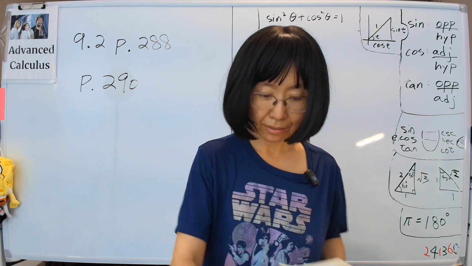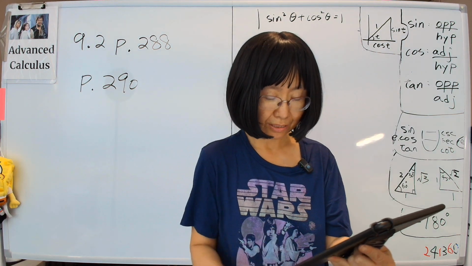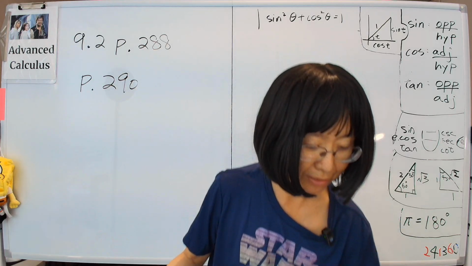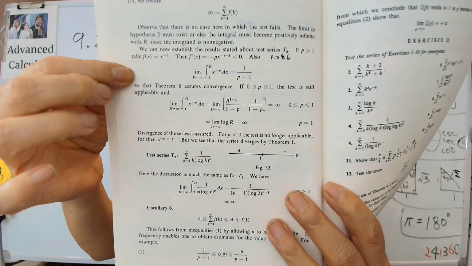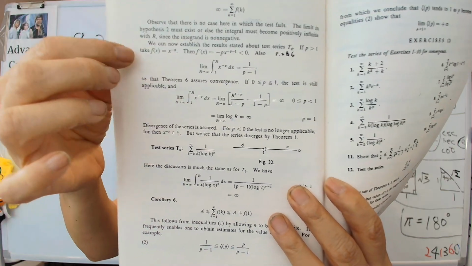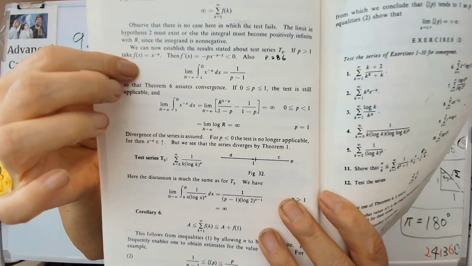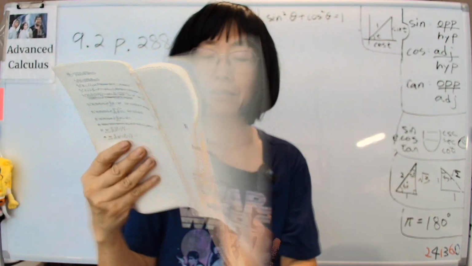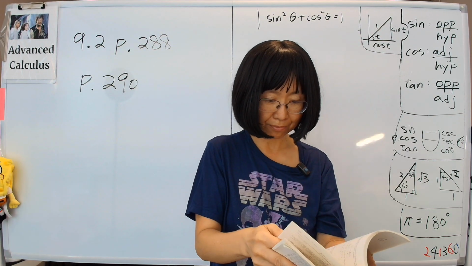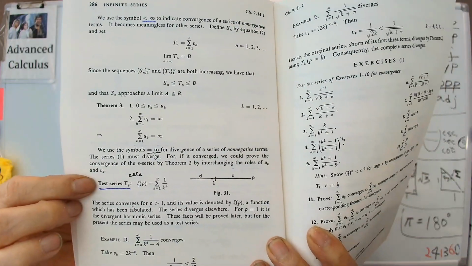Let's see, did I forget something? Let me check. Oh, I forgot to show you the test series T2, which is something we did just a little while ago. That is this one, the test series of f of x equal to x to the power minus p. Is that T2? Actually, why don't I show you T2 again? Where is it? Here it is. So here's T2, a few pages ago.